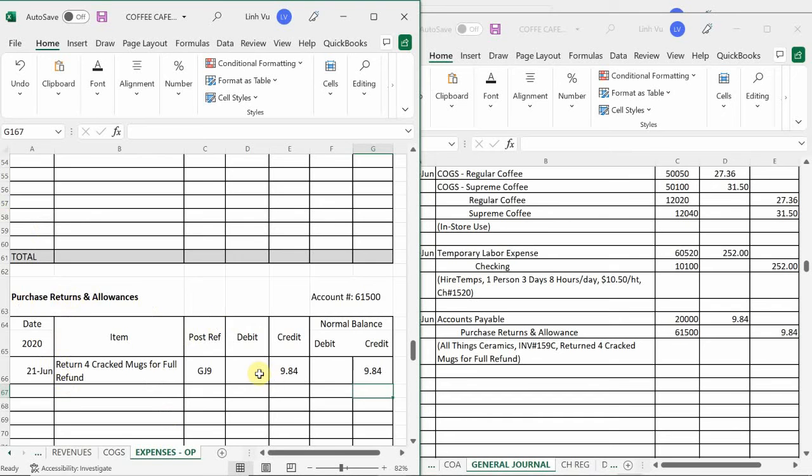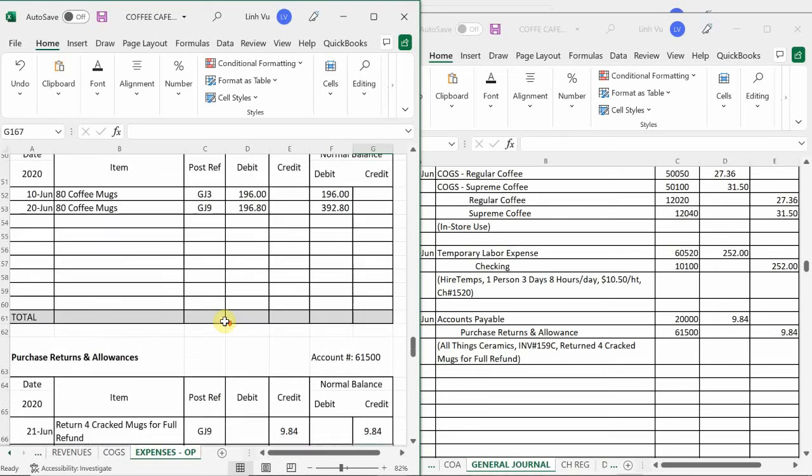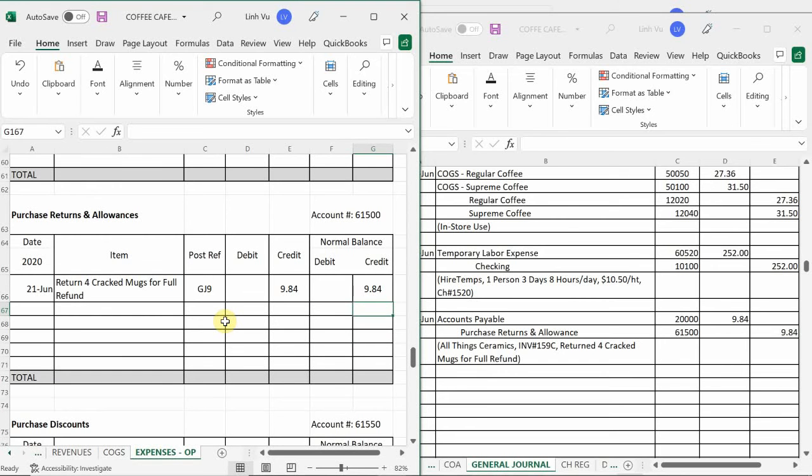This is the ledger account because right now my items are not inventory. They're just mere purchase expense. We haven't converted them yet, okay? So we did update our ledger by placing it here in the purchase returns and allowances, making note that we returned those broken mugs.